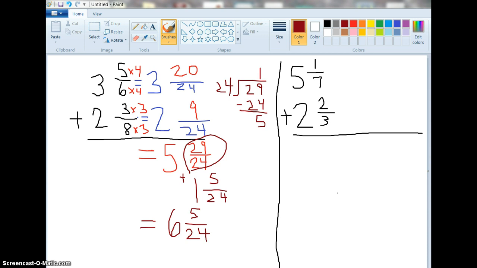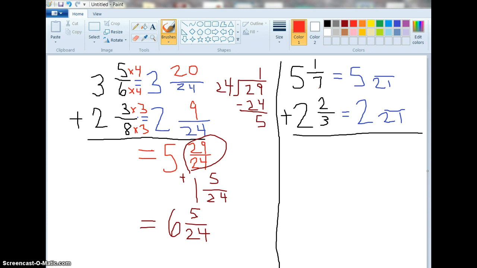Let's look at the next question. Again, first step, find the least common denominator. And for this example, that would be 21. And I'm just bringing over the whole numbers. Now the next step, find each missing numerator.